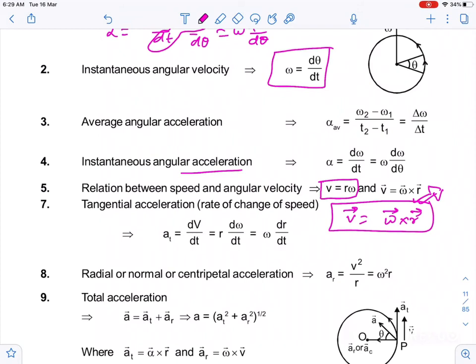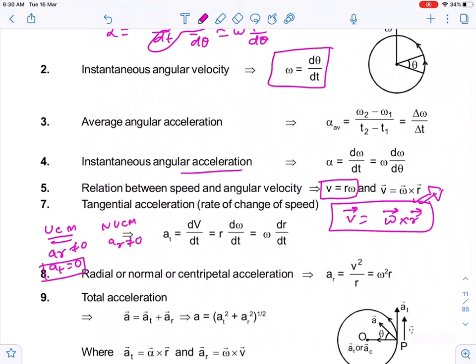Now guys, two things you have to understand here. There are two types of acceleration in circular motion, which I have already discussed in class. Circular motion can be uniform circular motion or non-uniform circular motion. In uniform circular motion, only radial acceleration will come into picture, meaning tangential acceleration is 0. Radial acceleration will always be present, so a_R is not equal to 0 in both cases.